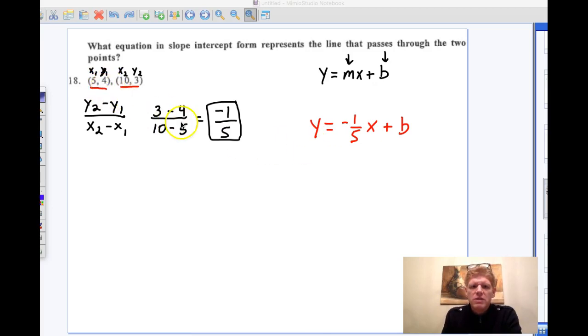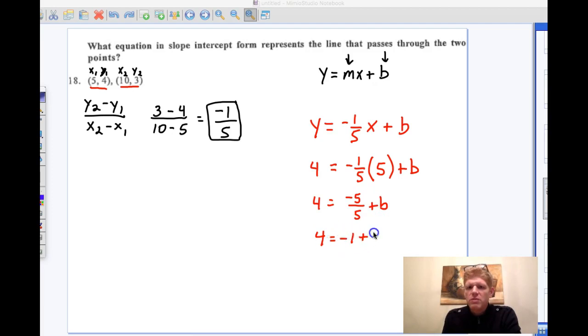So what I'll do is I'll take my y value and plug it in for y, 4, equal to, and I'll keep my slope, negative 1/5, times x. And in our case, x is x1, which is 5. And we'll add that to b. And notice now we have only one variable. We can solve for it. 4 is equal to negative 1 times 5 is negative 5 over 5, plus b. That, of course, is 4 is equal to negative 1 plus b. We'll add 1 to both sides. That cancels, leaving us with b equal to 5.